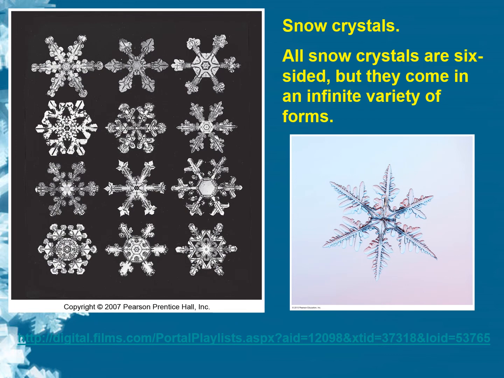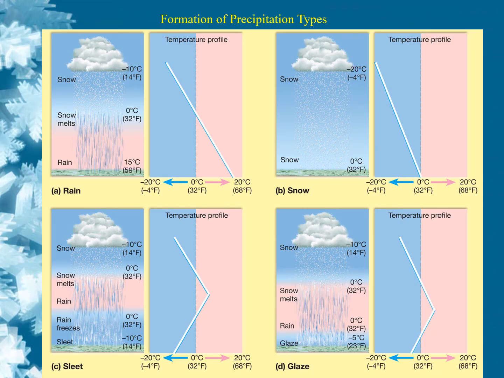So here are some basic types of snow crystals. Have you guys ever heard that there are no two ice crystals that are ever the same exact shape? I'm not quite sure I believe that. So this is kind of neat.